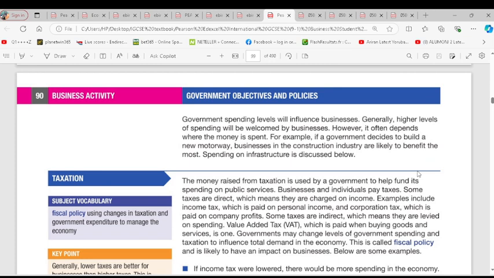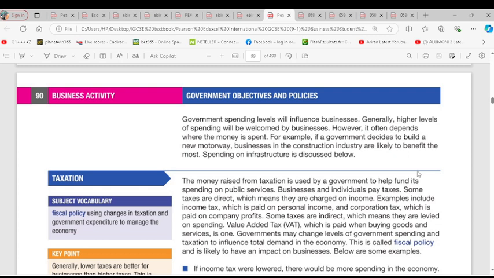Government spending levels will influence businesses. Generally, high levels of spending will be welcomed by businesses. However, it often depends where the money is spent. For example, if a government decides to build a new motorway, businesses in the construction industry are likely to benefit the most. Spending on infrastructure is discussed below.